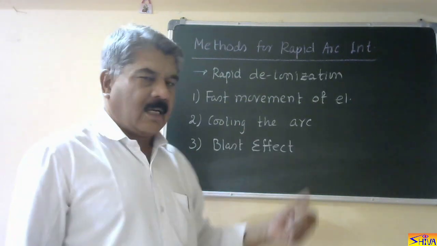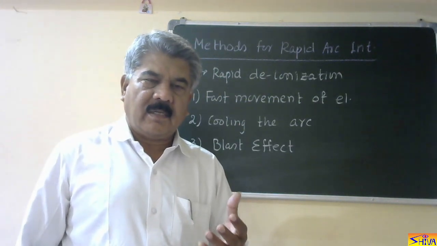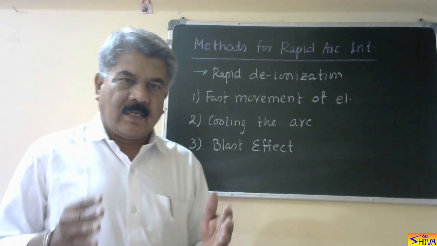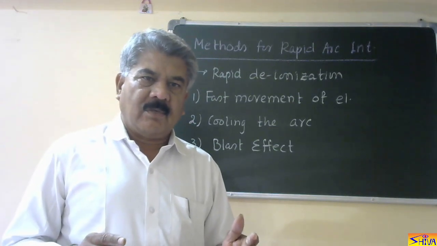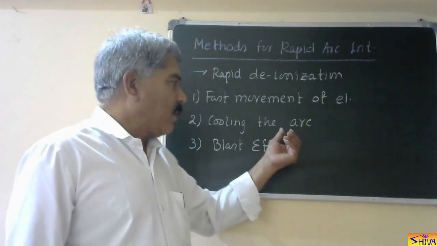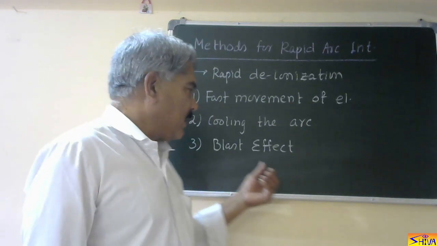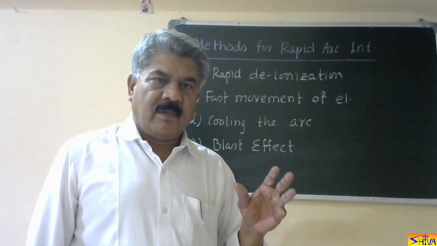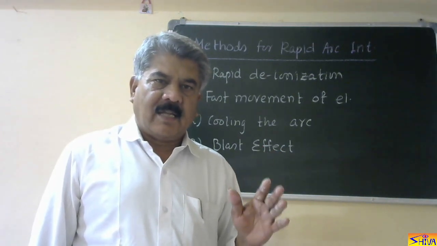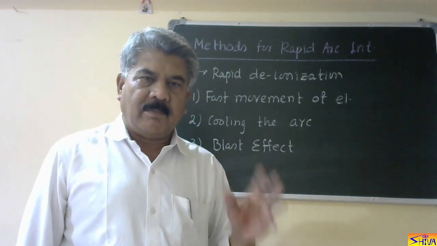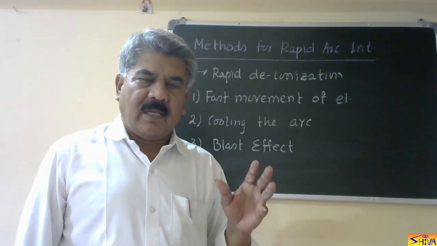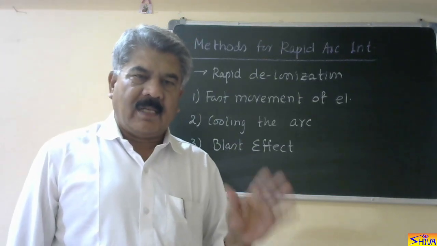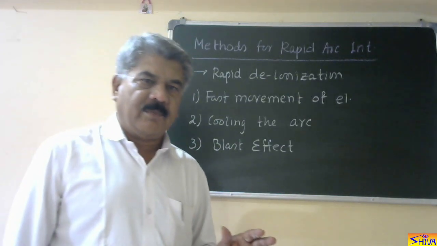Second is cooling the arc. Arc is at very high temperature. So if we are using a gas which is cooling the arc, then rapid deionization will take place. And third is blast effect. If we inject a gas like sulfur hexafluoride or some liquid which has cooling property or any cool gas, forcefully into the arc, then rapid deionization will take place.